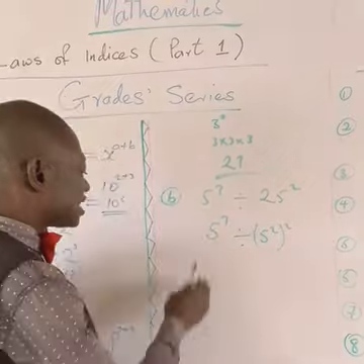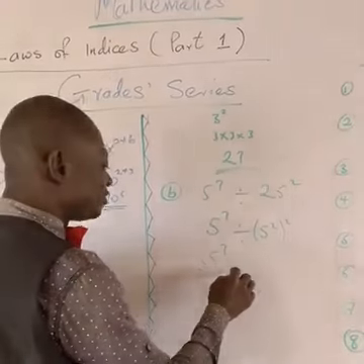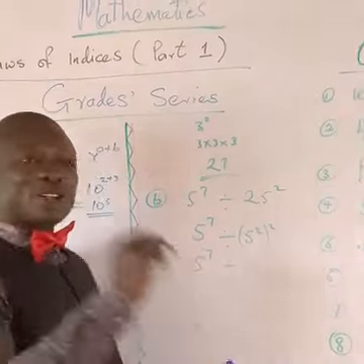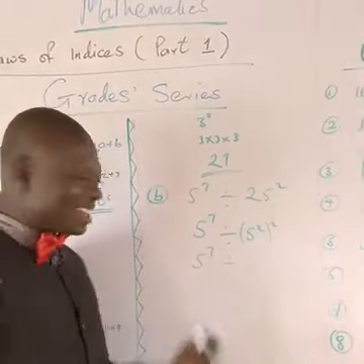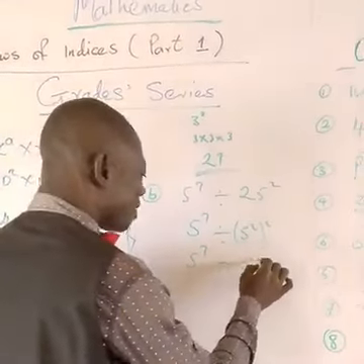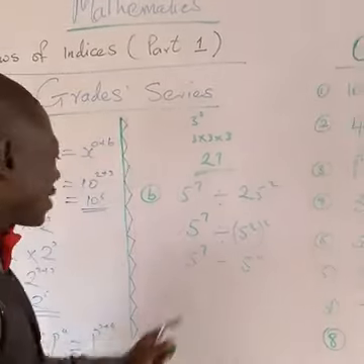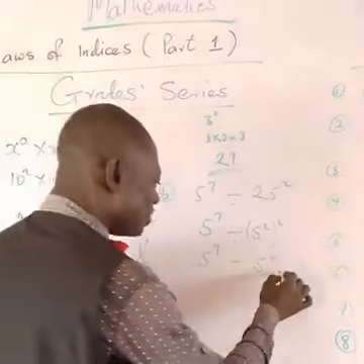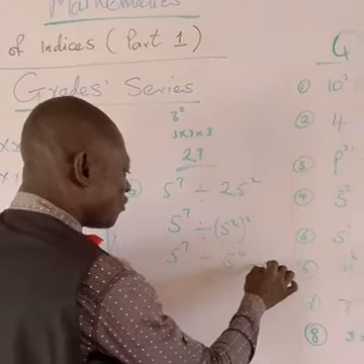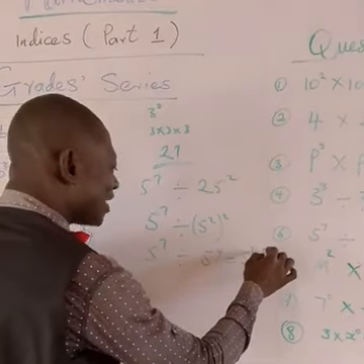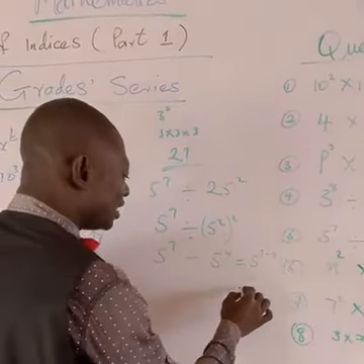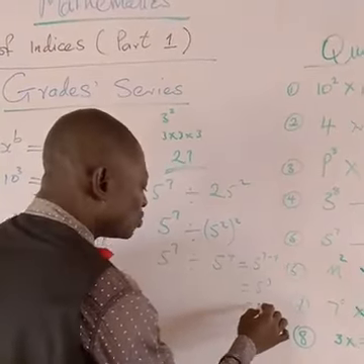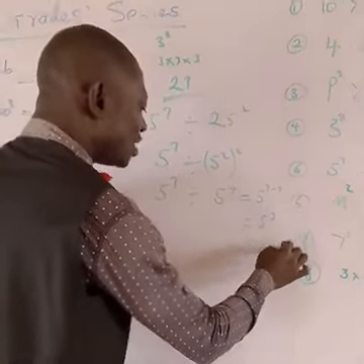In that case, it is 5 raised to the power 7 divided by, remember what we have here is 5 raised to the power 2 times 5 raised to the power 2. That will give us 5 raised to the power 4. Then we can apply the law. Pick only one base. That means this is equal to 5 raised to the power 7 minus 4. That gives us 5 raised to the power 3, or 125.